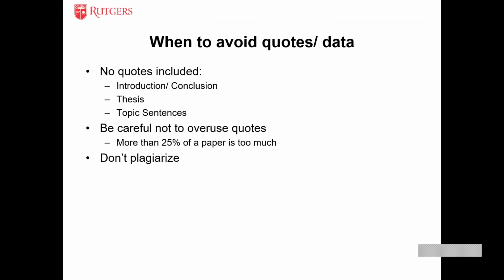Be careful not to overuse your quotes. Ideally, you don't want more than a third of your paper, but many of our professors at SPA are more interested in your voice than they are in the quotes that you are bringing in or the data that you are bringing in. And so they'll say 20 to 25% of your paper should be unoriginal content, that is to say, content that is coming from another source.